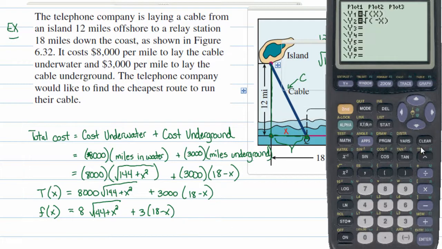So now we're going to actually graph this function. Clear out any graphs that you have. All I did was hit y equals to get to this. Type in 8 times the square root of 144 plus x squared. You can use either the square button or the raised to the second power button. It doesn't matter. And that square root. Add 3 times the quantity 18 minus x.